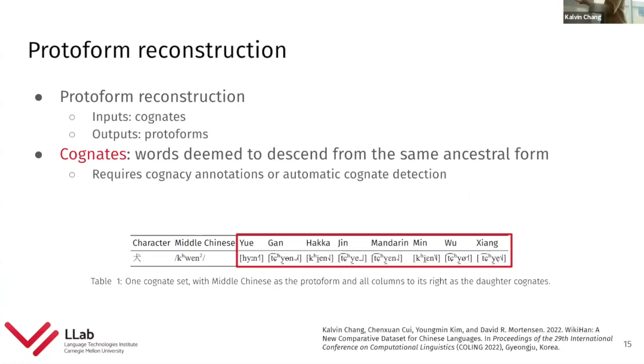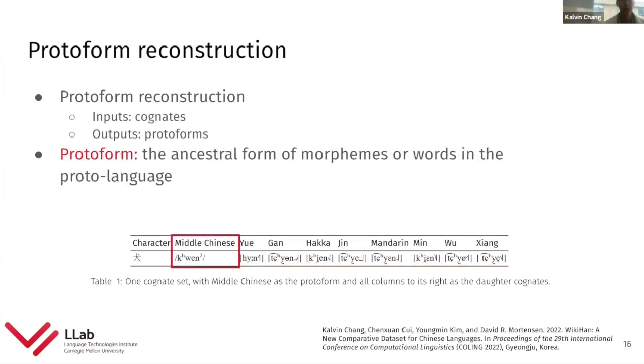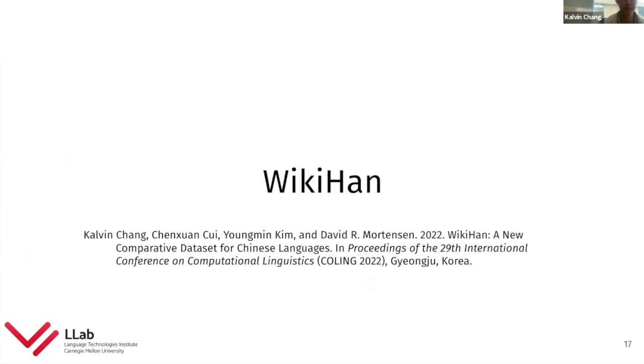We say that all these words across these daughter languages are related to each other through their common character, which means doggo. Now, the protoform, the output of our NLP task, is the ancestral form of the morphemes or words as they appeared in the proto-language. In our case, the proto-language is Middle Chinese, and the protoform is Kun. Of course, I can't tell you what the tone is because we don't know the actual phonetic value of the tone from Middle Chinese. But we do know that it was tone 2 out of the 4 possible tones in Middle Chinese.